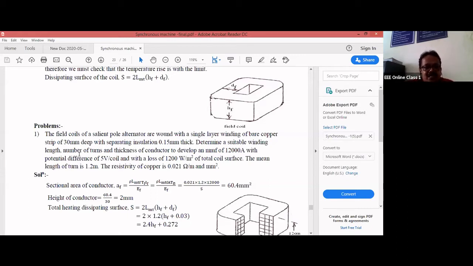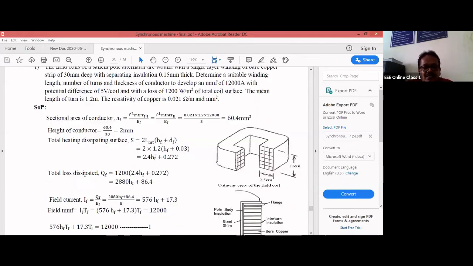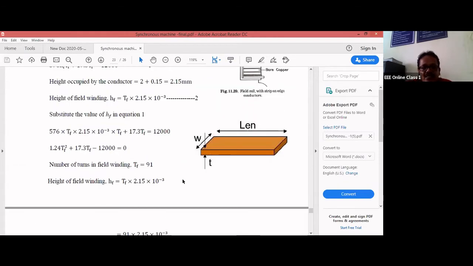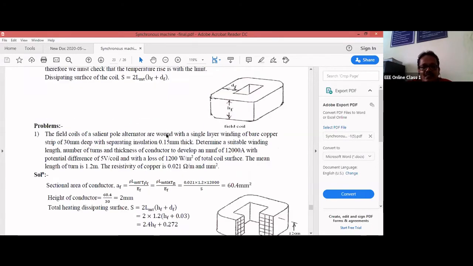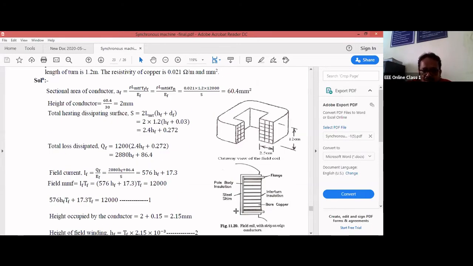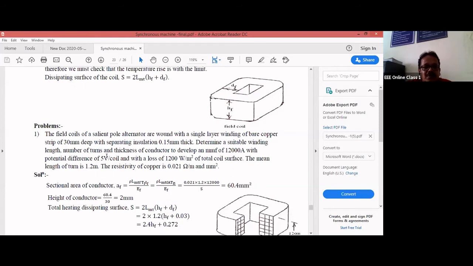Determine the suitable winding length, number of turns, and the thickness of conductor. Thickness of conductor is nothing but the thickness or height, you can see here, the height of the conductor. Along with that, you have to determine the winding length, how much you are going to wind. You have to find out the length, the number of turns and the thickness of the conductor to develop an MMF of 12,000 ampere-turns with a potential difference of 5 volt per coil, and with a loss of 1200 watts per meter square of the total coil surface.